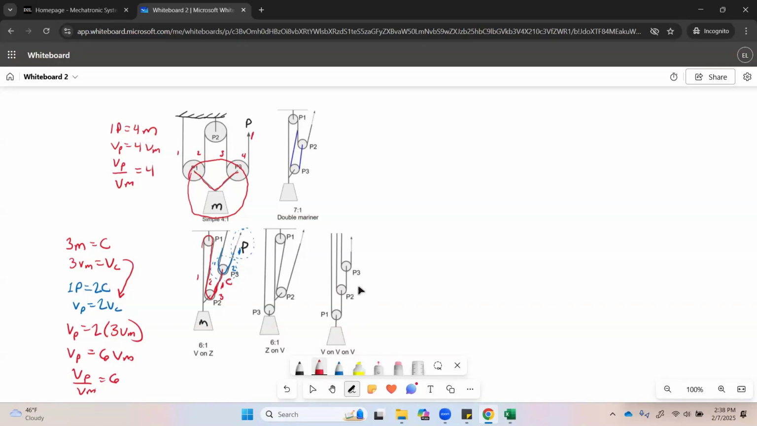Let's do this V on V on V, because this other 6 to 1 is very similar to the one that we just had. So the V on V on V, this one has 3 ropes. So now we've got 1 rope here, and then we've got 1 rope here, and then we've got another rope here. And we will assume that this is all grounded.